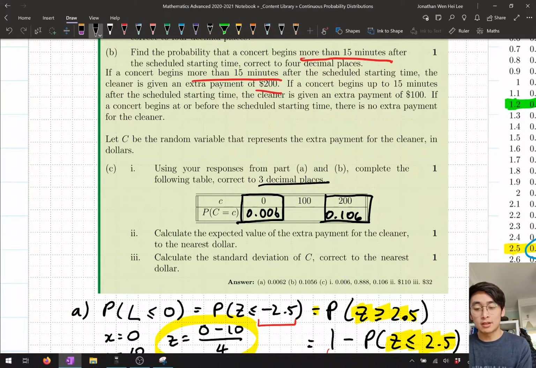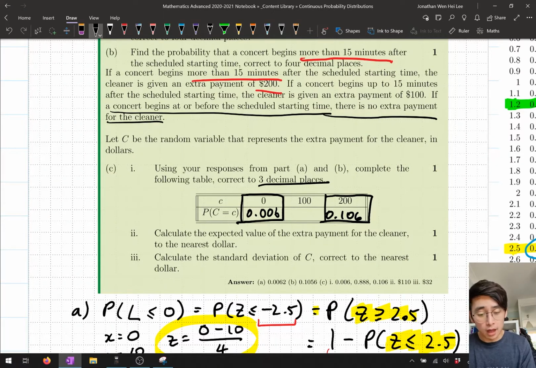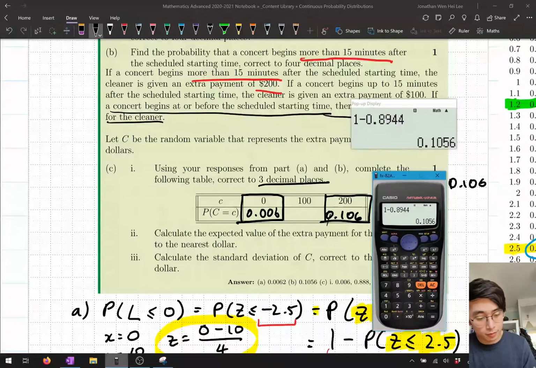If it begins at or before the scheduled starting time, there's no extra payment, so that was this first box. Now this last box of 100, how do we fill that in? Well, what we know is that all the probabilities add up to 1. So to find this value for 100, I just go 1 minus 0.06 minus 0.106. Let me put that in my calculator: 1 minus 0.06 minus 0.106. Okay, it gives me 0.834.